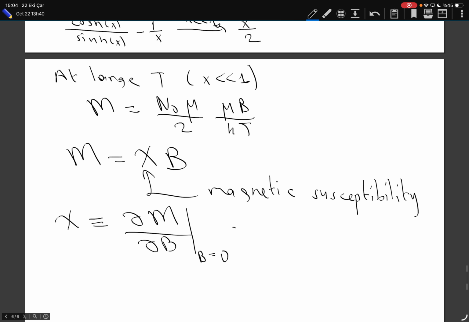And we see that this is n0 mu squared divided by 2k times 1 over T. You see that the magnetic susceptibility decreases inversely proportional to T at large temperatures. This is called Curie's law.